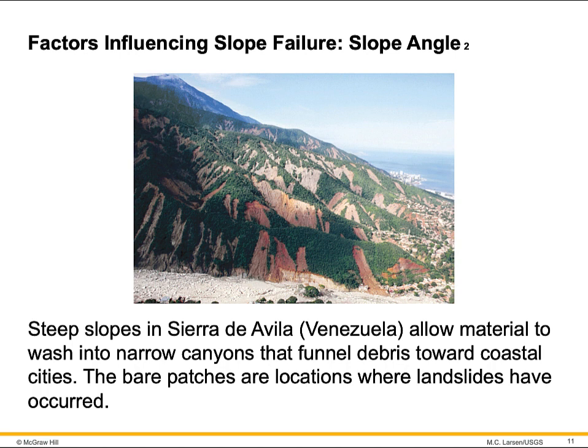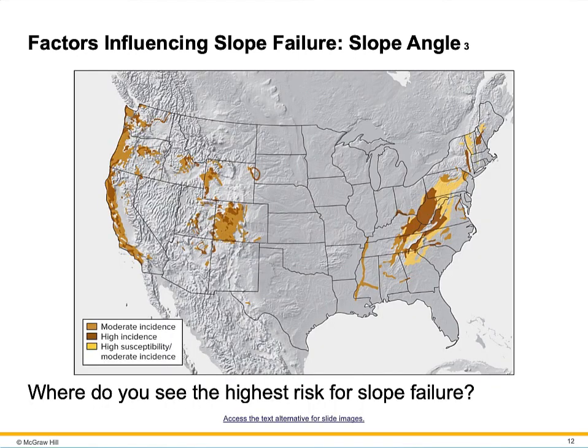Steep slopes in Sierra de Avila in Venezuela allow material to wash into narrow canyons that funnel debris toward coastal cities. The bare patches are the locations where landslides have occurred. There is an area on I-40 in North Carolina and Tennessee that actually experiences frequent rock slides. When it does happen, it usually closes parts of the interstate for days, weeks, sometimes only hours.